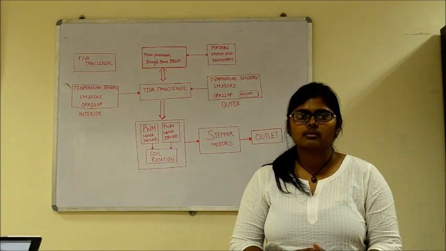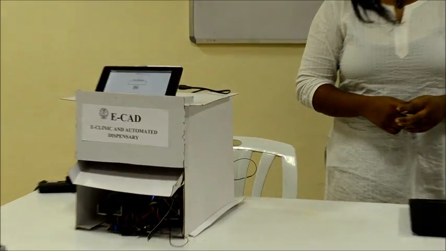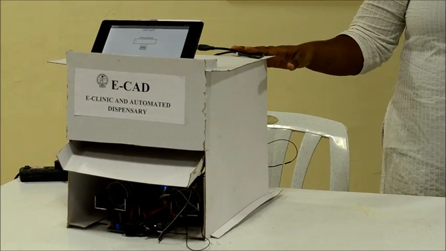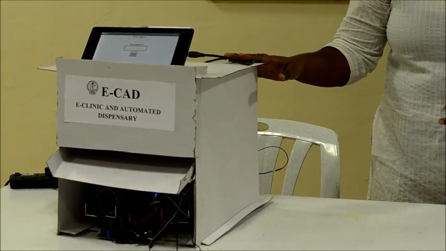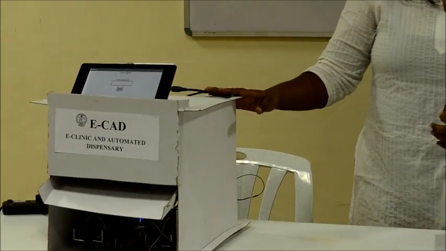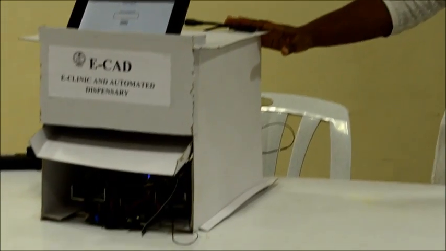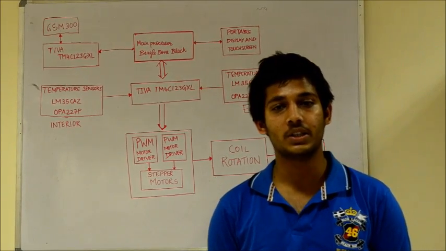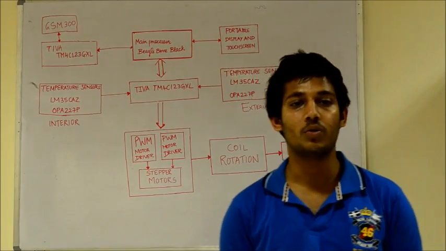To overcome all these problems, the eClinic and Automated Dispensary will ensure the 24/7 availability of the medicines. Apart from dispensing the medicines, it checks the body mass index of the user and sends regular reminders for the medicine intake. The basic idea is to provide an automated dispensary with eClinic to help people 24/7.